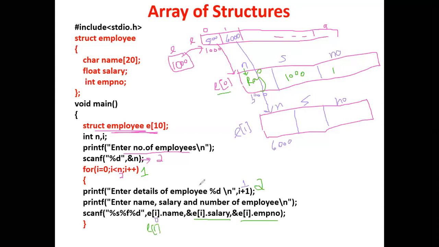So E of 1 dot name. So that is this field. So write some name, I'll write Taj. Next E of 1 dot salary. So take some salary. E of 1 dot employee number, so take it as 2. So this is how you are storing two employee details.